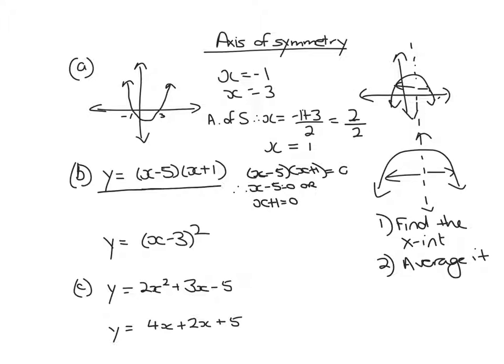If x take 5 is equal to 0, that means x equals 5. If x plus 1 equals 0, that means x equals -1. So that's our x-intercepts, and then to find our axis of symmetry, we add those together. So our axis of symmetry is x equals 5 plus -1 over 2, which is x equals 4 over 2, which is equal to 2.